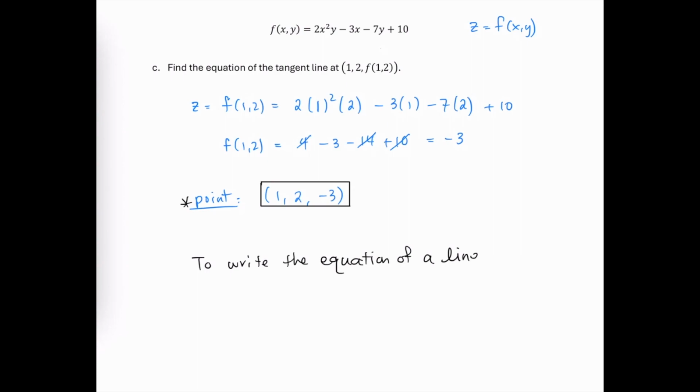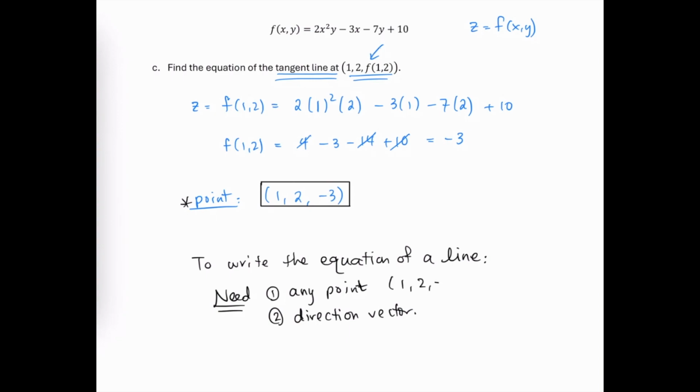Now, remember, in order to write the equation of a line in three-dimensional space, we need 2 things. Number 1 is any point that's on that line, and we just found one. If we're looking for the equation of the tangent line at this point, we're going to use this point as our point on the line. And the other thing that we need when we're writing the equation of a line in 3D is any vector in the direction of that line. So again, we've already found the ordered triple to be (1, 2, -3). Now what we need is a vector in the direction of that line.